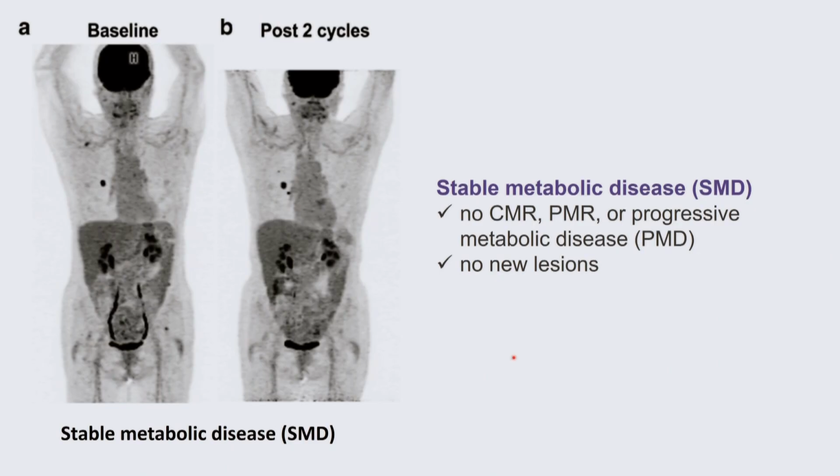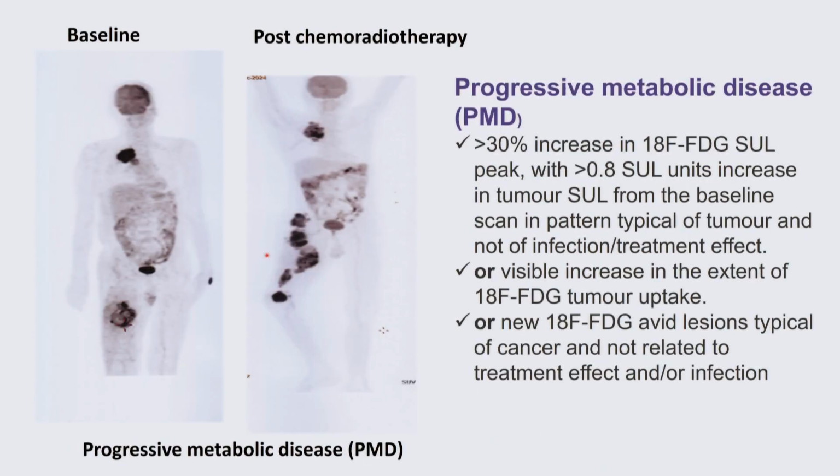Partial metabolic response means a reduction of minimum 30% of the metabolic activity and no new lesion. And stable metabolic disease means no progressive disease, no complete resolution and no new lesion, that is, the lesion is stable at baseline and post-therapy. And progressive metabolic disease indicates more than 30% increase in metabolic activity than the baseline scan, or visible increase in the extent of FDG tumor uptake, or any new lesion that is FDG avid.